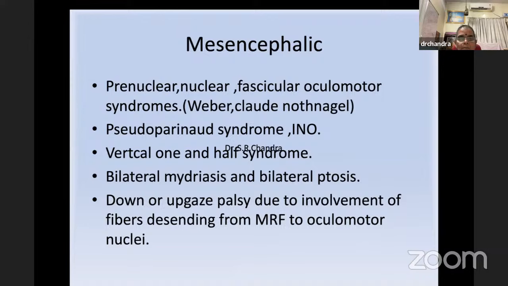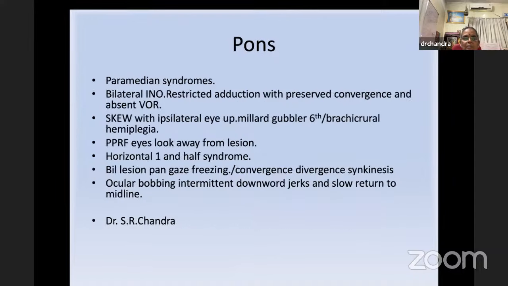And vertical one-and-a-half syndrome: bilateral pupil, bilateral ptosis, and down or upgaze palsy due to involvement of the fibers descending from the mesencephalic reticular formation to oculomotor nuclei. All these basics I have already said, so I am summarizing this. Midbrain has got 5 zones, pons has got 2 zones, paramedian syndromes and the lateral syndrome. Paramedian bilateral INO: restricted adduction with preserved convergence and absent VOR. Bilateral internuclear ophthalmoplegia is the paramedian syndrome.